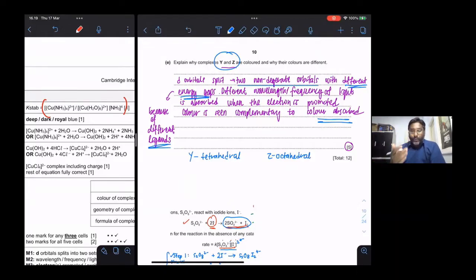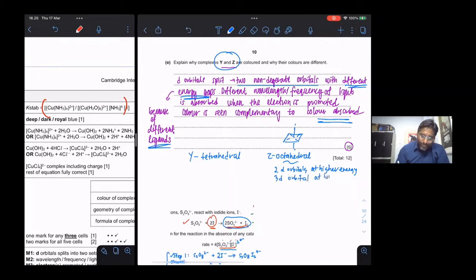According to your syllabus, for octahedral, when we draw, it is going to be up and down over here. So you can remember up and down 2. So there are 2 d orbitals at a higher energy, and then of the 5 d orbitals, you have 3 d orbitals at lower energy. This is important, newly added in your syllabus.